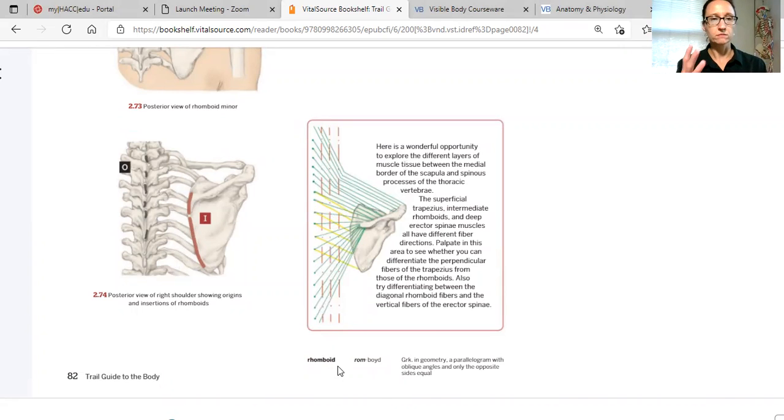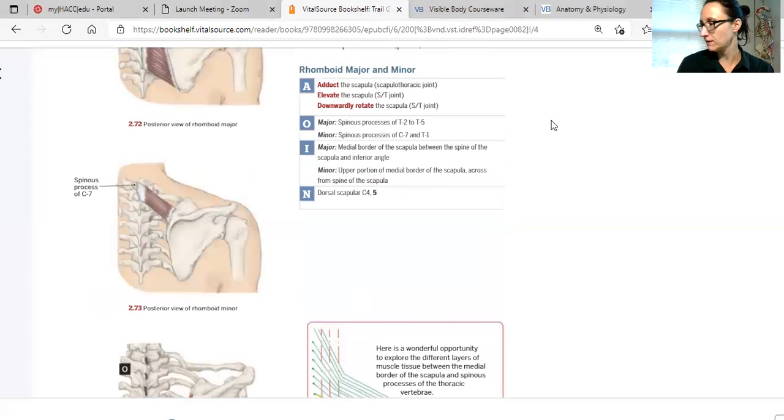So rhomboid, the word, it's a parallelogram with oblique angles and only the opposite sides are equal. Did you remember what a rhombus is from geometry? Yeah, neither did I. It's okay, don't worry about it.